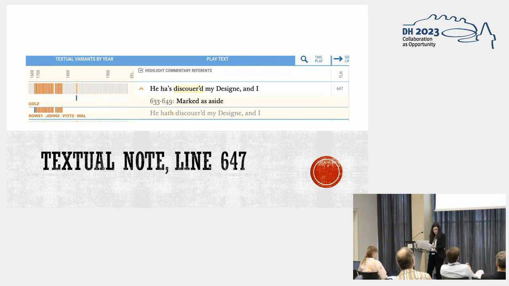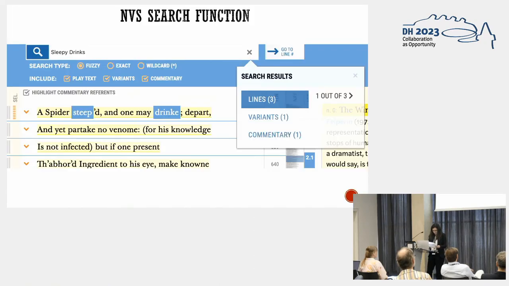So there's no more shorthand. You could just click on the histogram to see what the variants look like and see exactly which editions include those variants. The Variorum Reader also has a search function that allows users to search by line number or keyword.